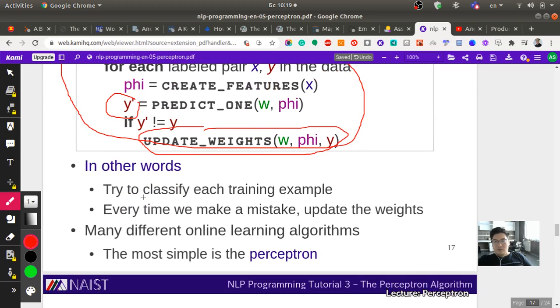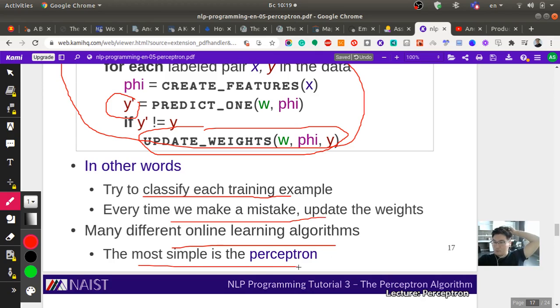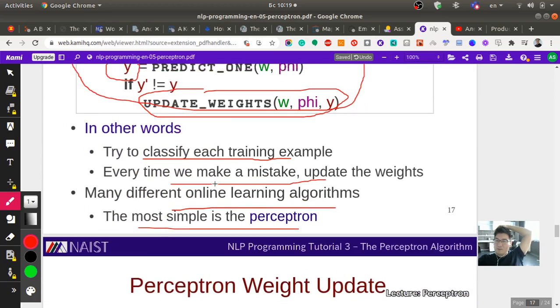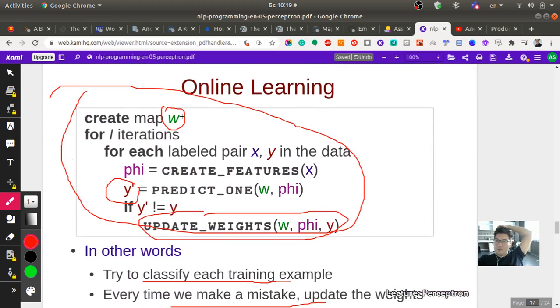Try to classify each training example. Every time we make a mistake, update the weights. There are many different online learning algorithms. The simplest is the Perceptron. In this case, we update the weights. So we had some W, for example a vector like 1, 0.2, 3, 2. So these were the weights. And after this step, you have new numbers.